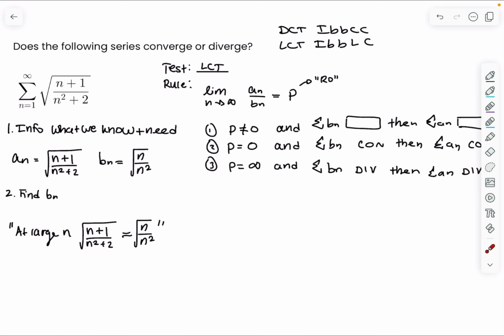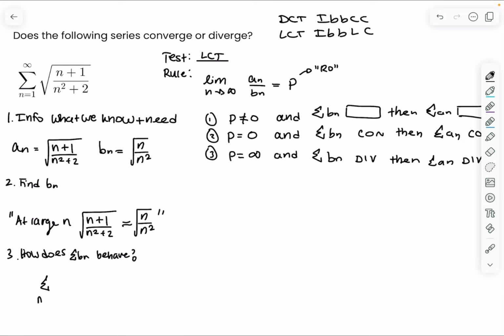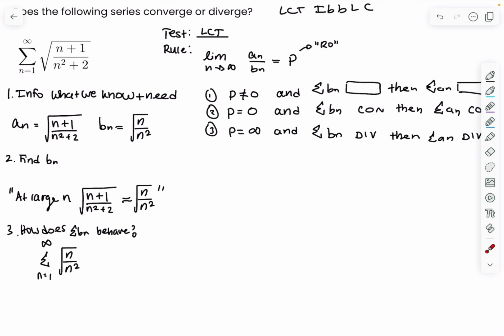That brings us to our third step, which is B again, but this time B stands for behavior of the series b of n. We're trying to find how the series b of n behaves. Does it converge or diverge? So we have the series n equals 1 to infinity of b of n, and I get that from here. Does that converge or diverge? Well, that depends.